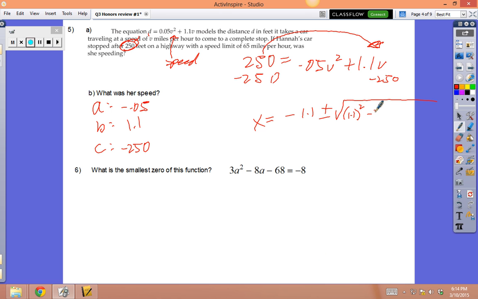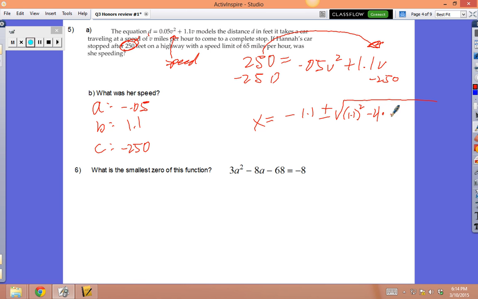So b squared minus 4 times a, which is negative 0.05, times c, which is a negative 250, all over 2a. 2 times negative 0.05. Okay. Now, because it's decimals, if you type this in on your calculator, use that little fraction template and hit enter. One with the plus, you're going to have to do it twice. One with the plus and one with the minus. It's going to give you 2 decimals.